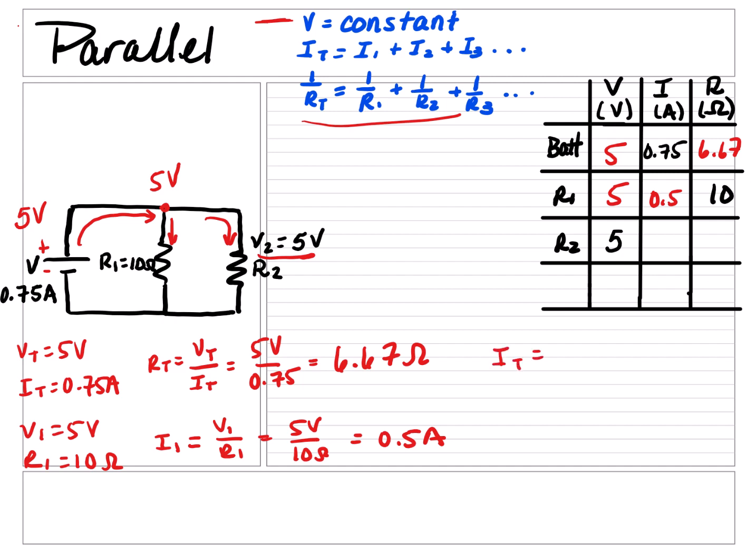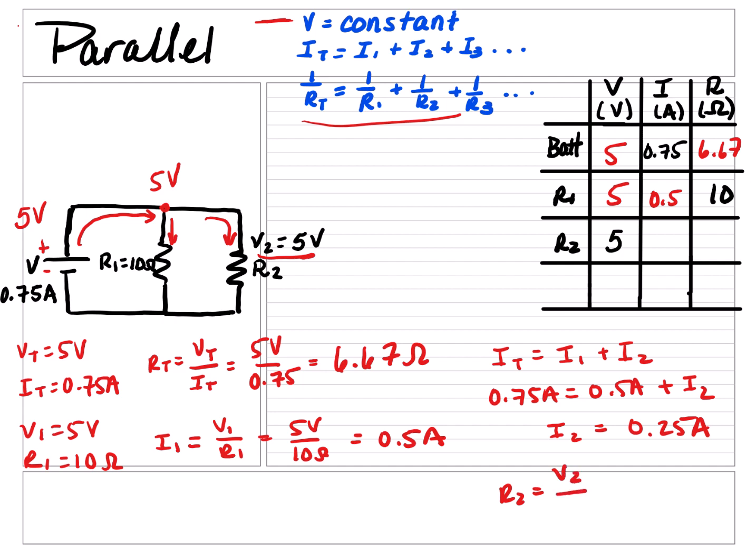So I total is equal to I1 plus I2. 0.75 amps is equal to 0.5 amps plus I2. So I2 has to equal 0.25 amps. So now I can find R2 using Ohm's law, which is V2 over I2, which is 5 volts divided by 0.25 amps, which is equal to 20 ohms.